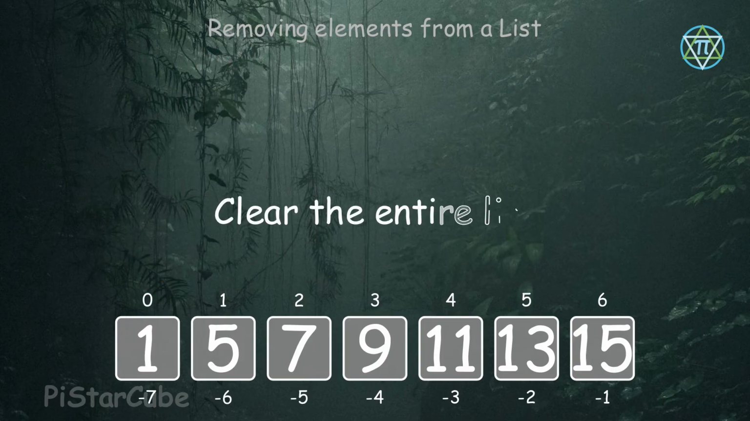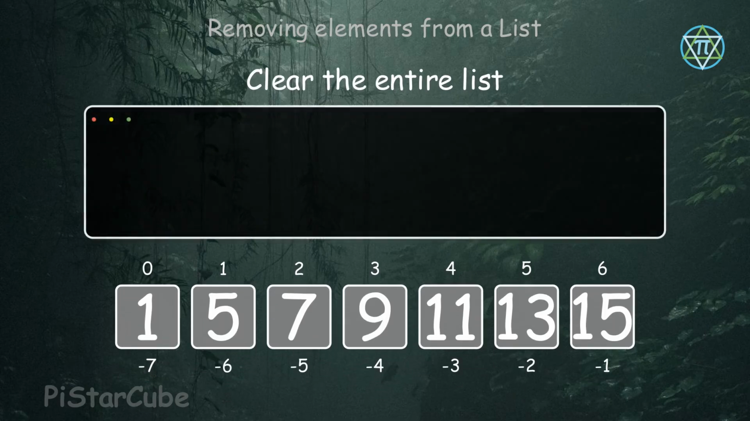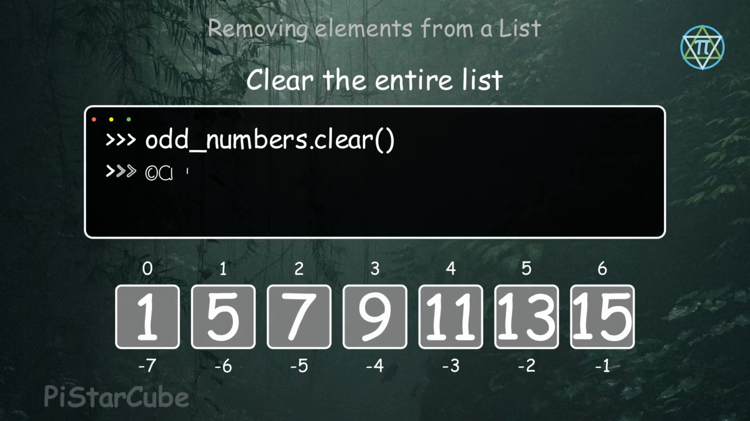Finally, to remove all elements from the list at once, we use the clear method. This empties the entire list, leaving us with an empty set of brackets. Now odd_numbers is simply an empty list. As you see, all items disappear in one go.